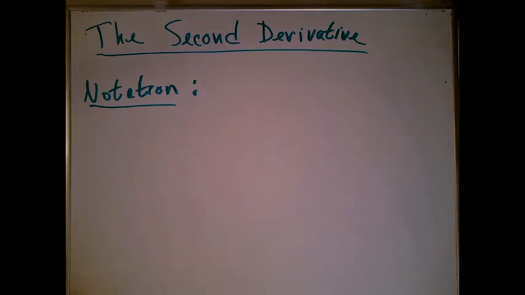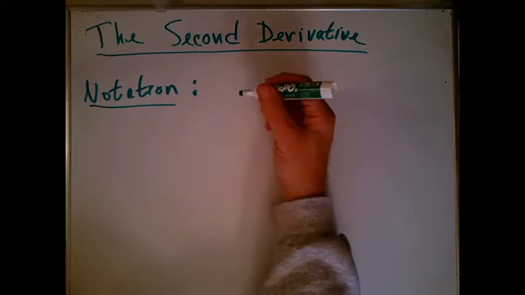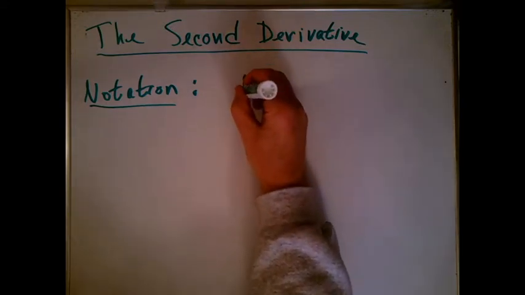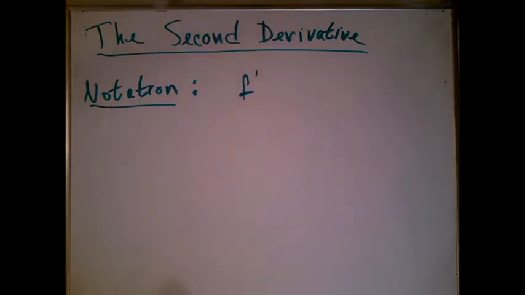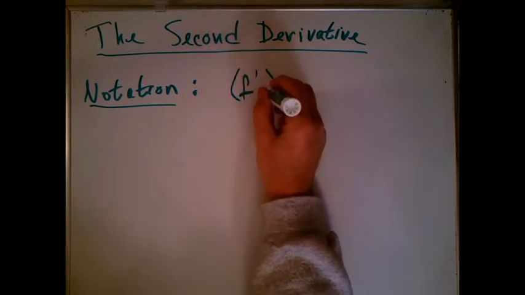I just want to take a couple minutes here and discuss the notation and just sort of walk through where it comes from and how to use it and how not to use it. There are two different kinds of notation for the second derivative. First, we get it by saying, hey, I'm going to take a function, take a derivative of that, and take a derivative of that.